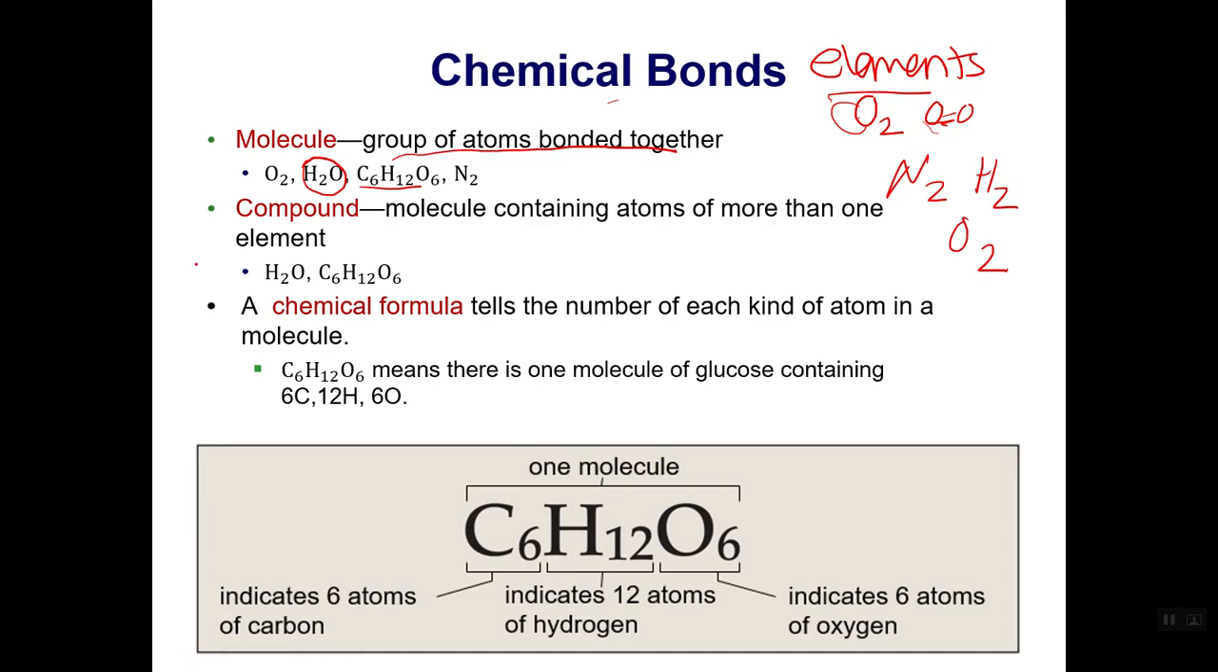Okay, so next, chemical formulas. They tell the number of each kind of atom in a molecule. So sticking with glucose, glucose is C6H12O6. That means that in every single molecule of glucose, there are 6 carbon atoms, 12 hydrogen atoms, and 6 oxygen atoms.